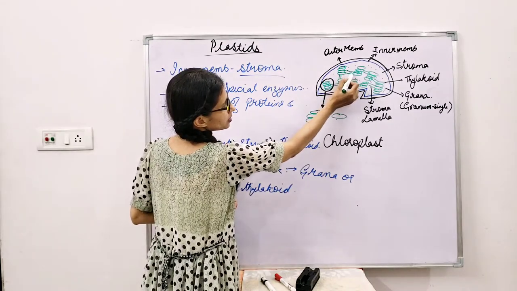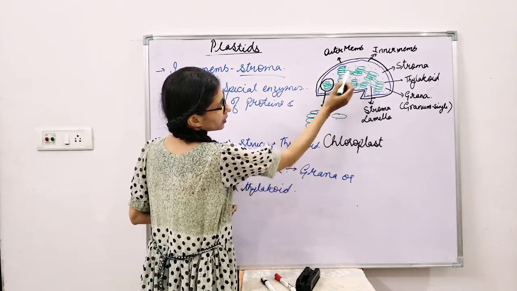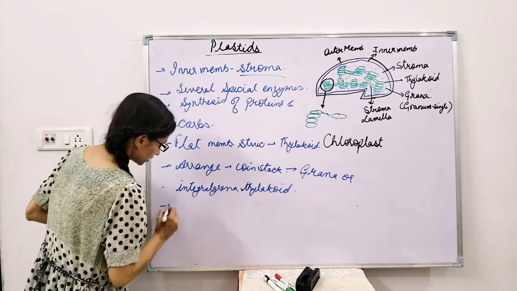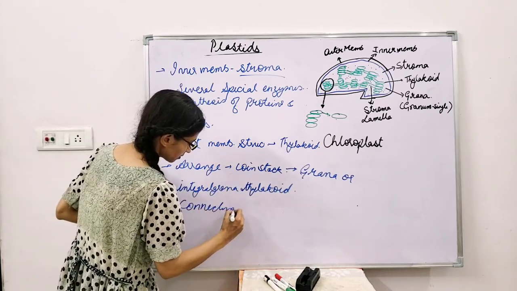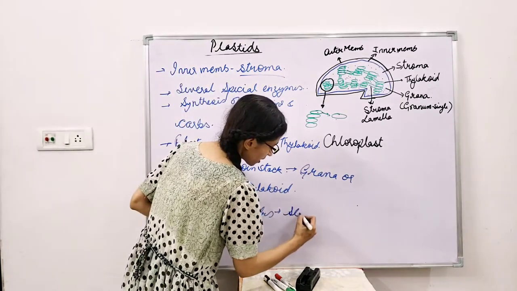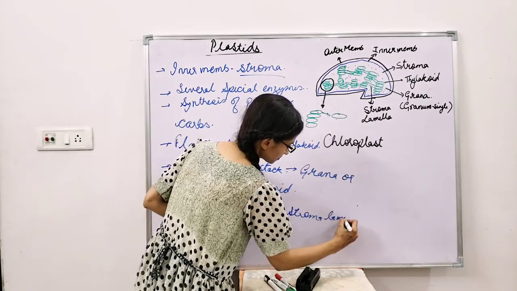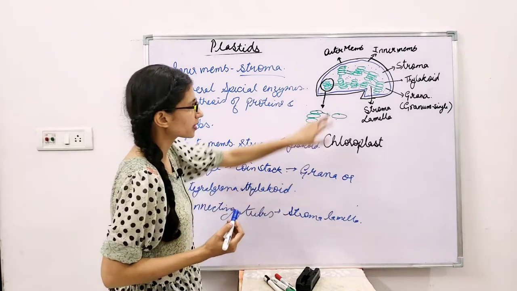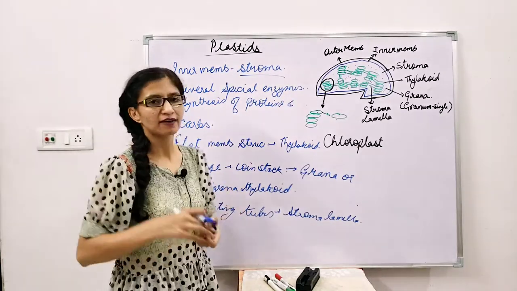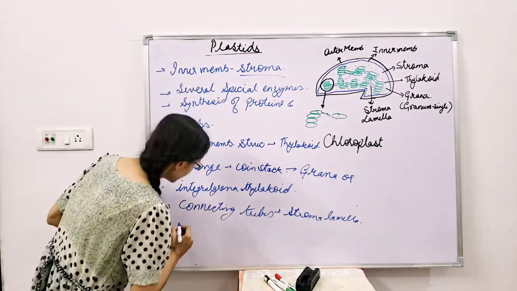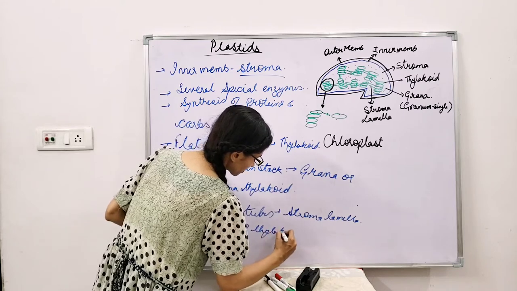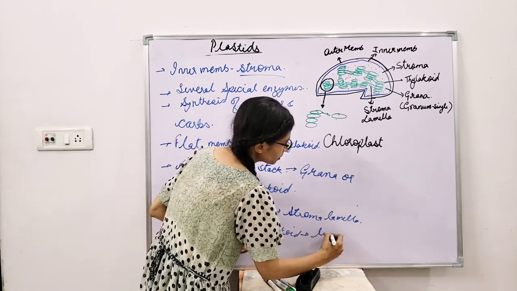Okay, fine. Other than that, you will see one more thing over here, these connecting channels which are present between each grana. Connecting tubes, I would say. These connecting tubes are called your stroma lamella. They are connecting tubes between the two grana. Other than that, these thylakoids have an inner space present in them, and the inner space of each thylakoid is called your lumen.